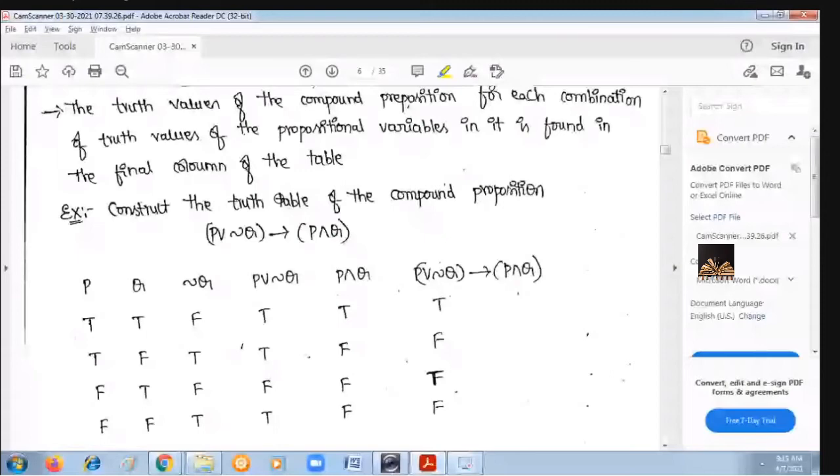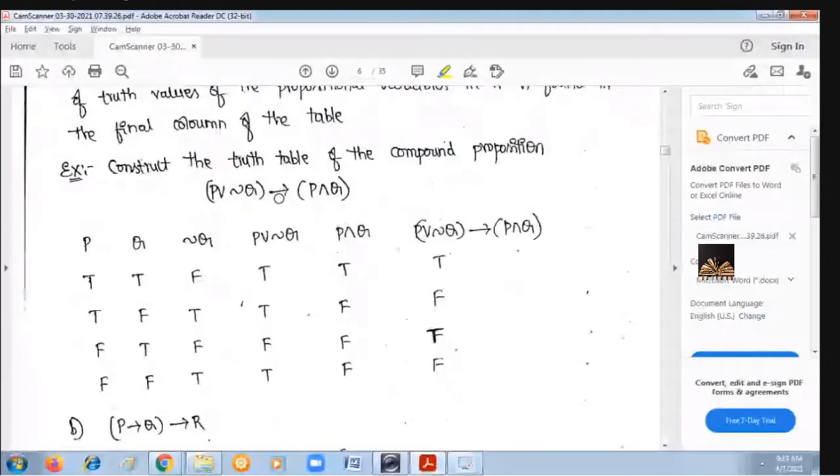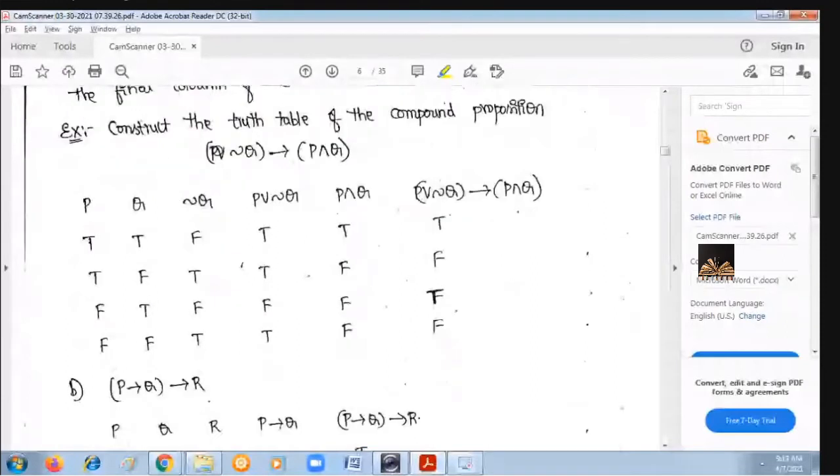First, you need to identify what are the variables present. How many variables do we have here? P and Q. Two variables you have here. Now, whenever the number of variables is 2, how many combinations of truth values can you have? The truth values are true and false, and you have to apply those true and false values on the two variables P and Q. That is 2 power 2. Number of variables is 2, truth values are also 2. So 2 power 2, a total of 4 combinations you will get. Those are TT, TF, FT and FF.